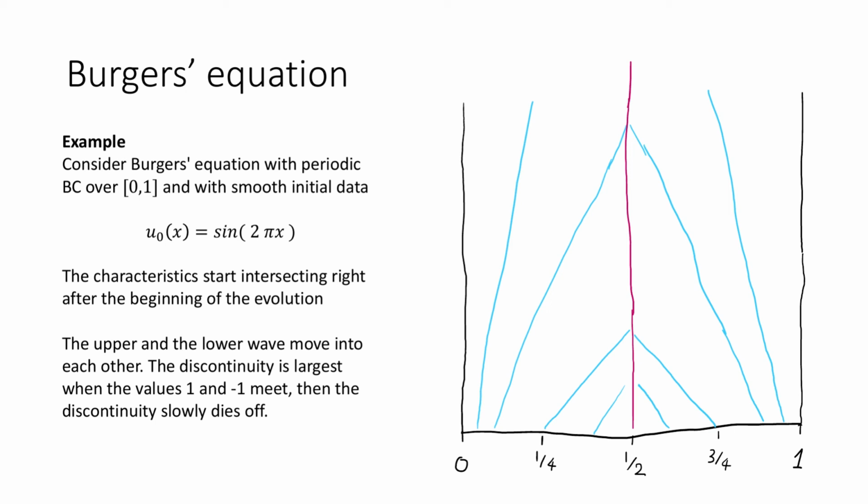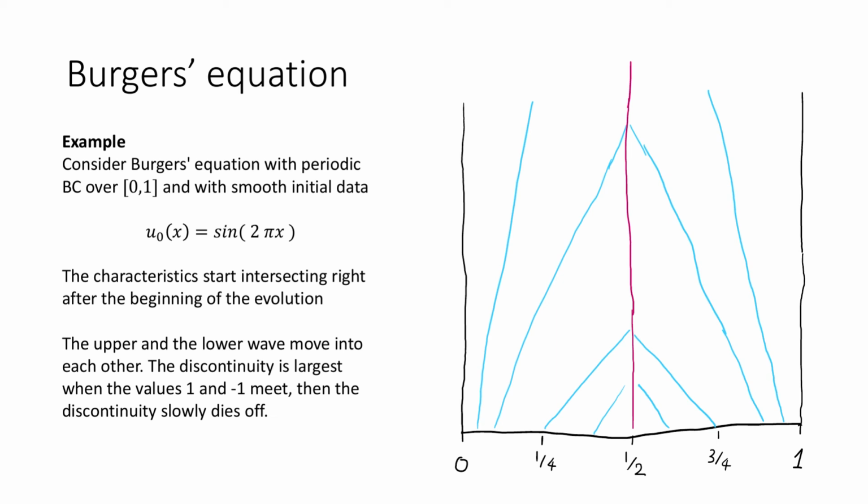One could say that we have got two waves in this setting. On the left, we've got a positive wave moving to the right, and on the right, we've got a negative wave moving to the left. And of course, they start crashing into each other. This can be modeled by a discontinuity at x equal 1/2.